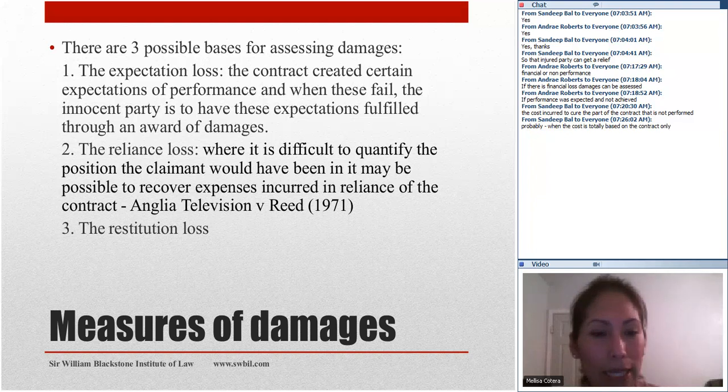In this case, Anglia Television versus Reed, the claimant, Anglia Television, engaged Oliver Reed to play the leading role in a television play. Subsequently, Reed pulled out and Anglia was unable to find a replacement. They abandoned the play, but had incurred expenses amounting to £2,750. The court said that while damages generally seek to put the parties in the position they would have been in had the contract been performed, the parties may elect to claim reliance loss and recover expenses incurred in an abortive transaction. Thus, here, Anglia Television was able to recover their expenses from the defendant. Okay?